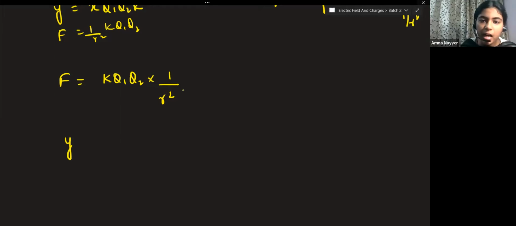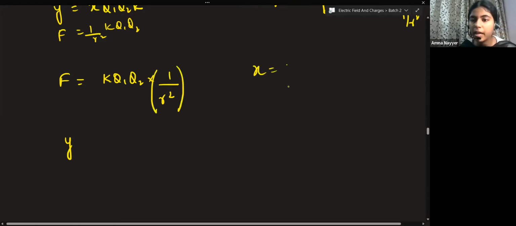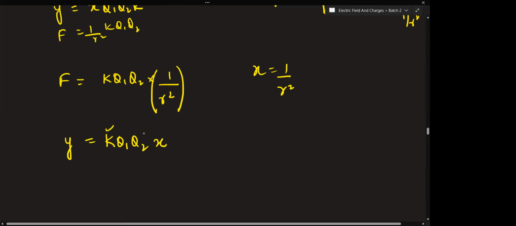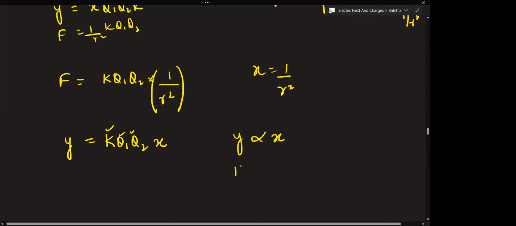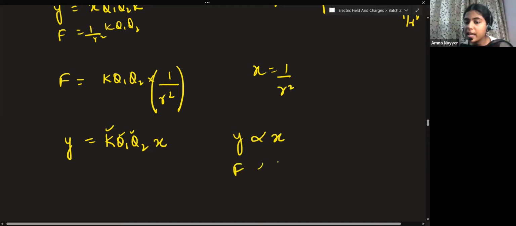So take X as 1 by R square. That is the other quantity given to you, no? So if I write it as K, Q1, Q2, X, are you satisfied till here? K is a constant. Charge's magnitude will remain the same. So Y is directly proportional to X. What was Y? Y means force. What was X? X was 1 by R square. So force is directly proportional to 1 by R square.